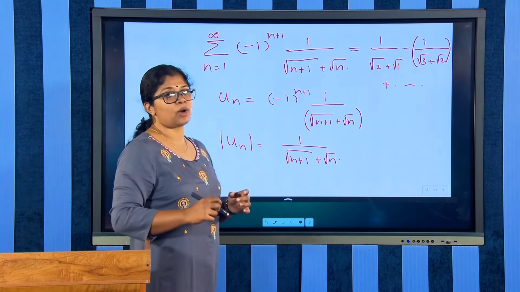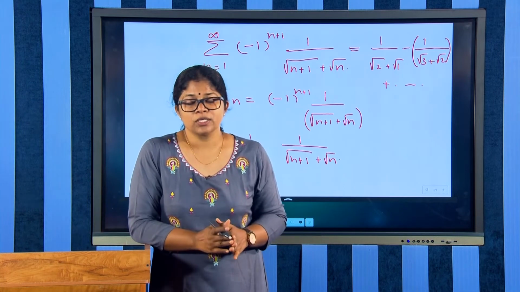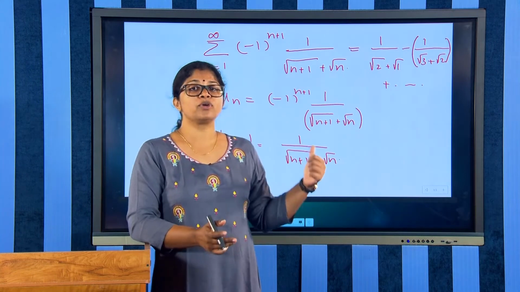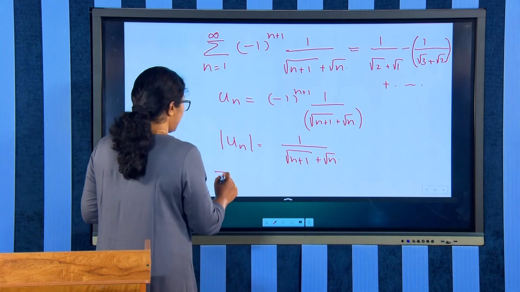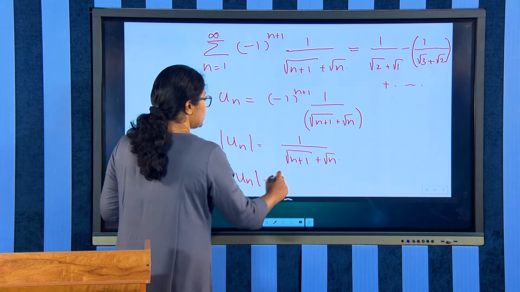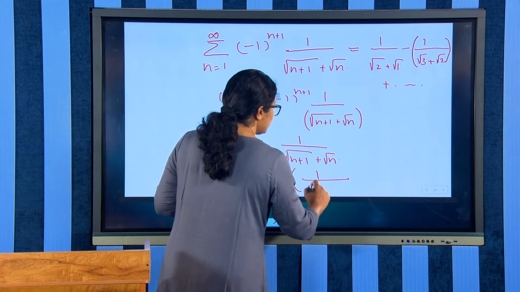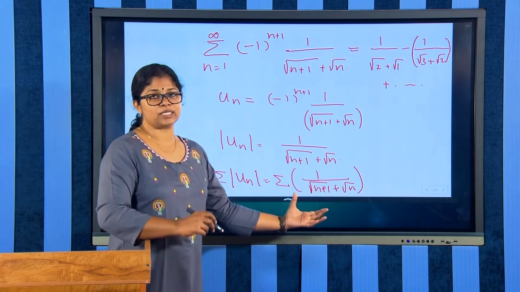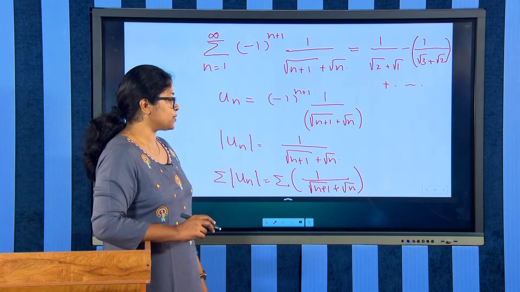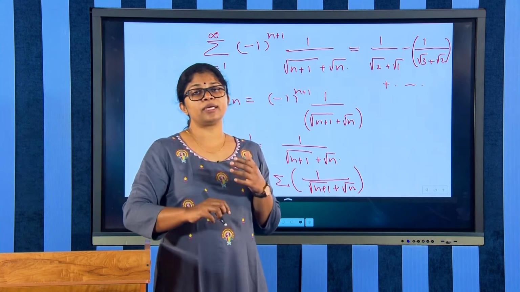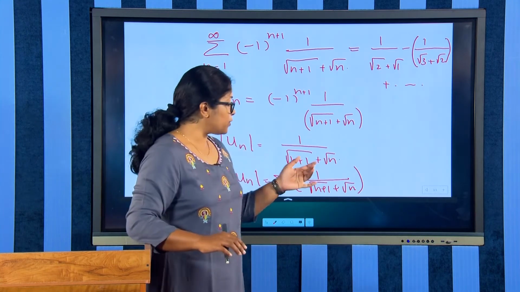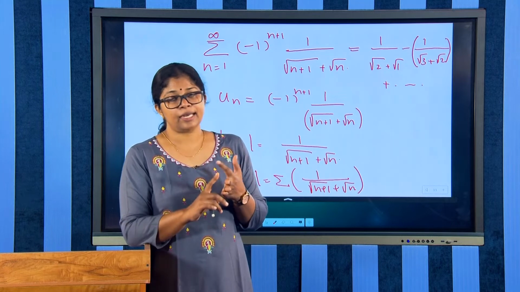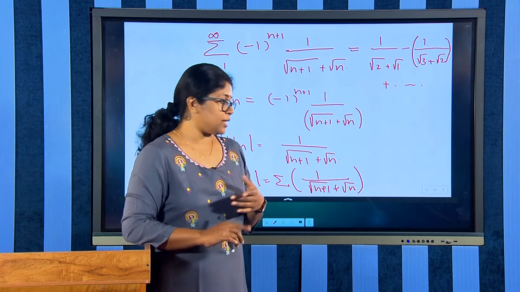So, this is now a series of positive terms. Whatever we have learned for testing the convergence of positive terms can be applied for this series, which is summation modulus of un, equal to summation 1 upon root of n plus 1 plus root n. So, this is your new series, a series of positive terms. We have learned different tests for showing the convergence of positive terms, like nth term test, Cauchy's convergence test, direct comparison test, and limit comparison test.